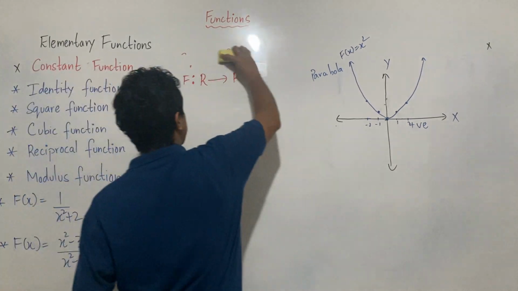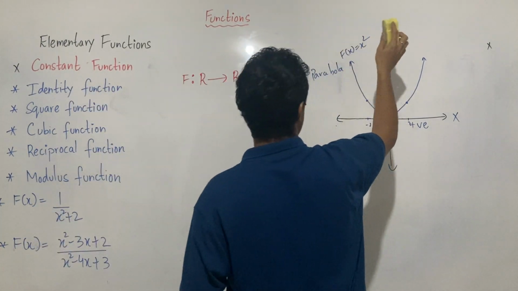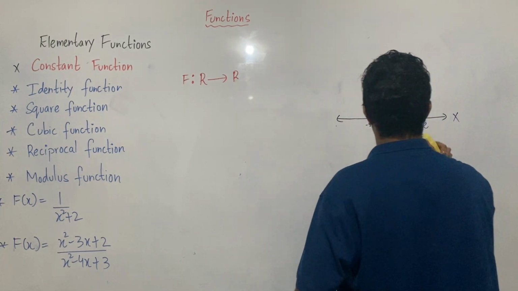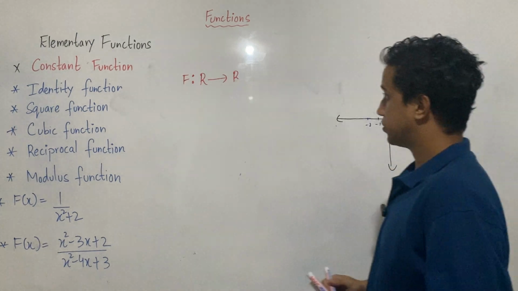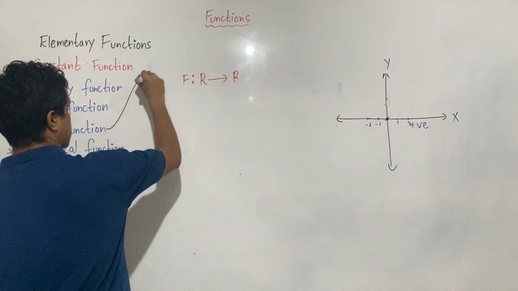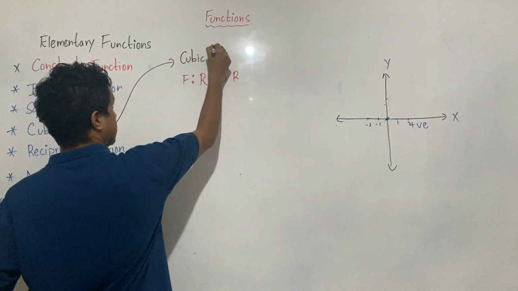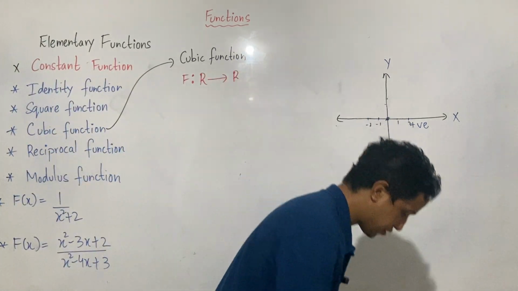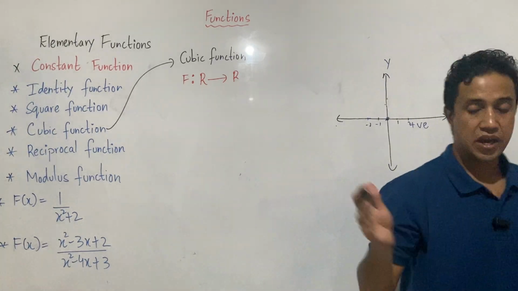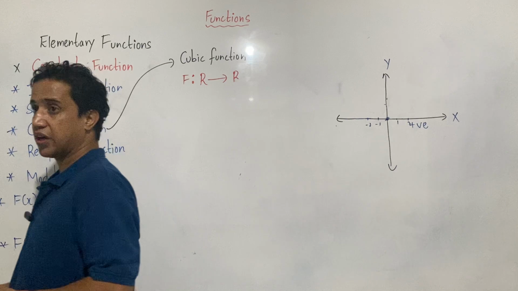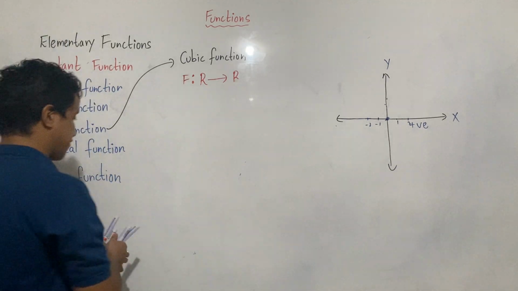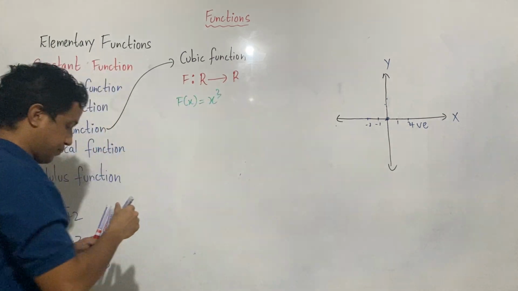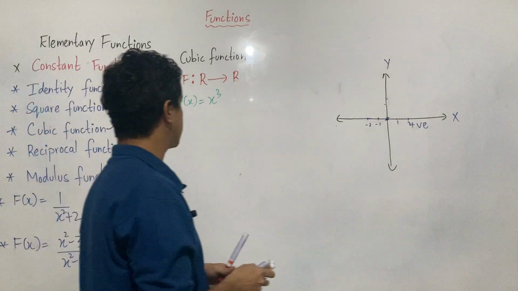So after square function, we have what? Cubic function. All right. Now we'll go to the next one, cubic function. Again, f is a function defined from real values to the real values. Now cubic function is of the type f(x) = x cube. Now we'll try to find out its domain and range.